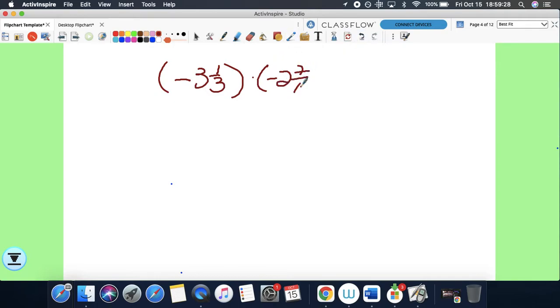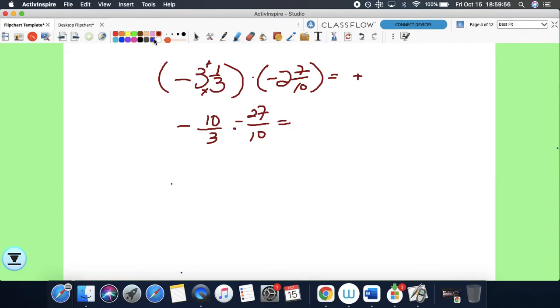It's a negative times a negative, first of all, so the answer is positive, right? And now, obviously, you have to change these to improper fractions. Don't ever multiply in this format. So 3 times 3 is 9, plus 1 is 10. So that's 10 over 3, negative, times 10 times 2 is 20, plus 7 is 27, over 10. Like I said, they're both negatives.